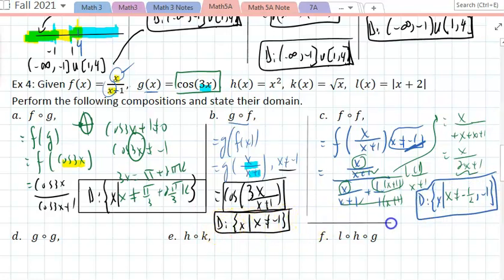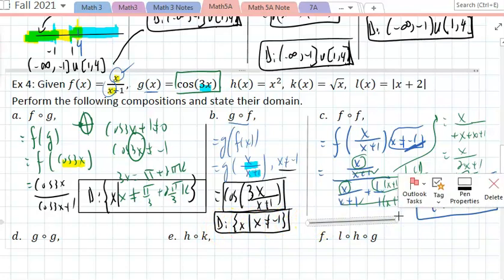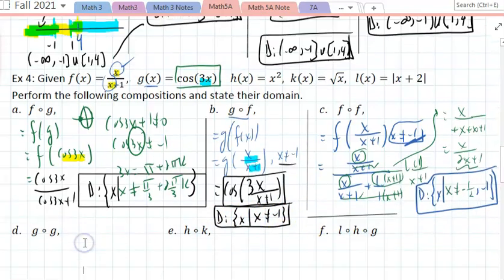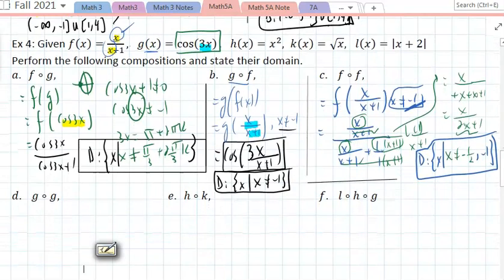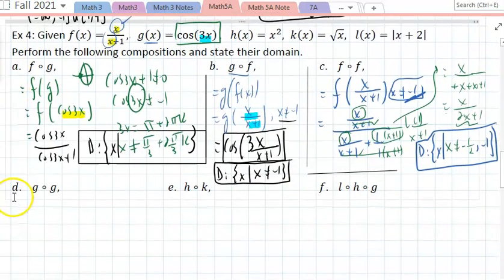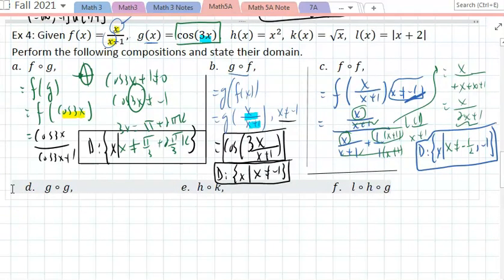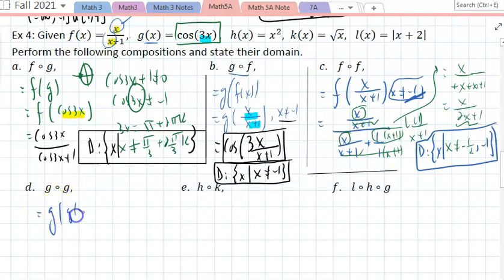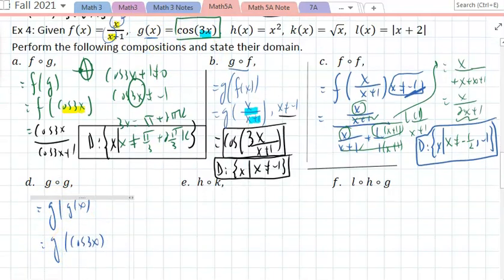Now I would like to look at the next problem. How about g composite g? So this is, in programming, called overloading an operator. That's when you have a function call itself, like an alarm system. You get it to run all the sensors, then afterwards you run it again and again. So this is g of x. G of x is the cosine of 3x.